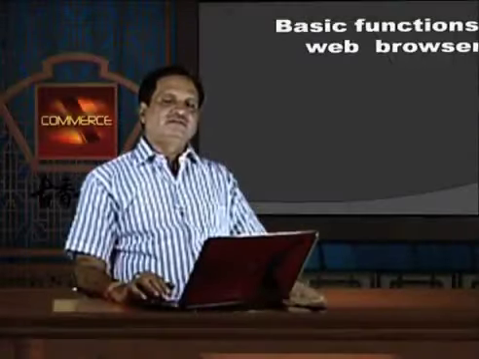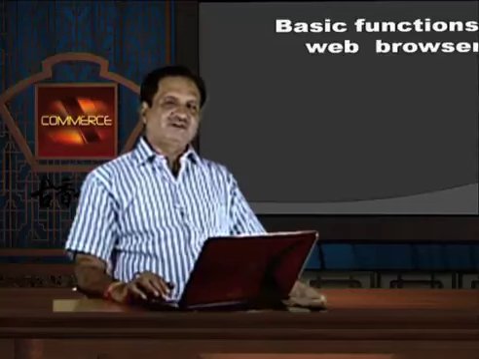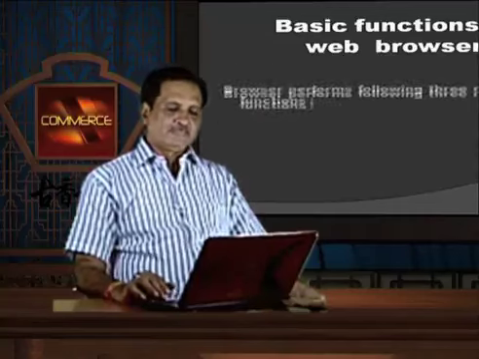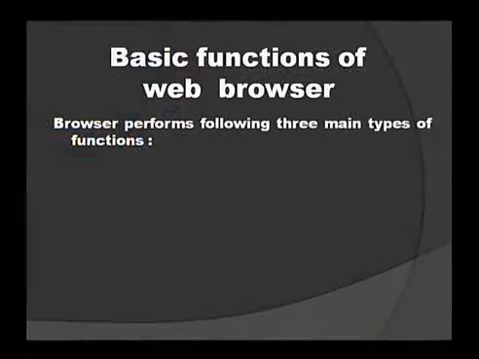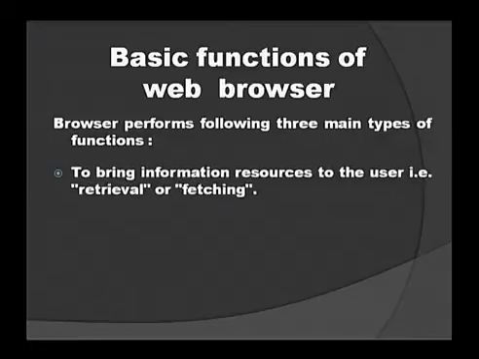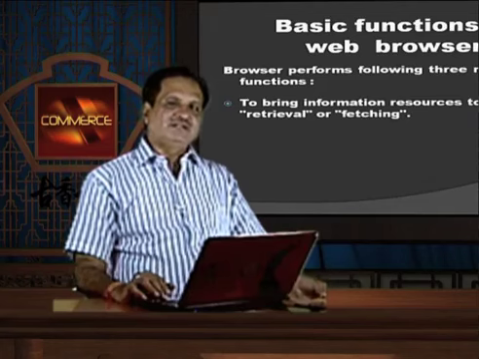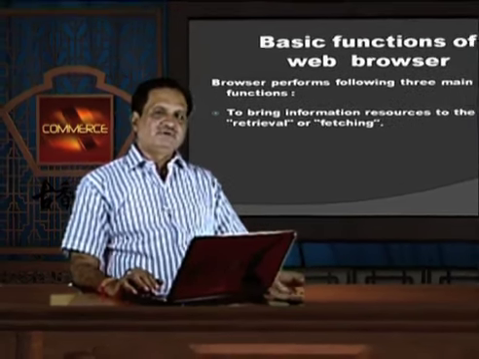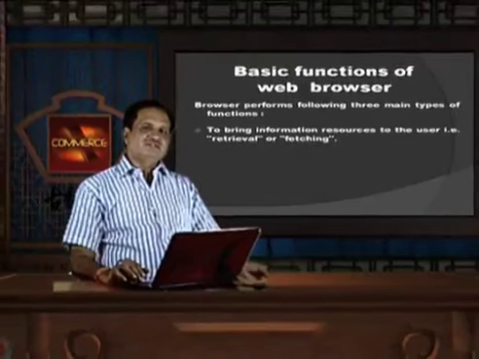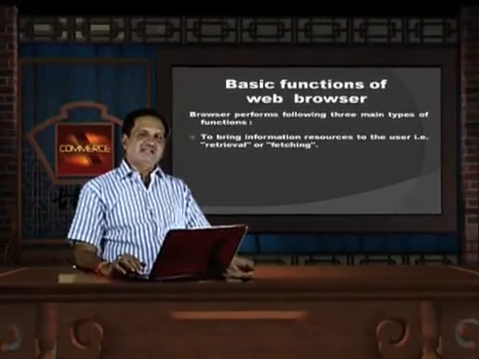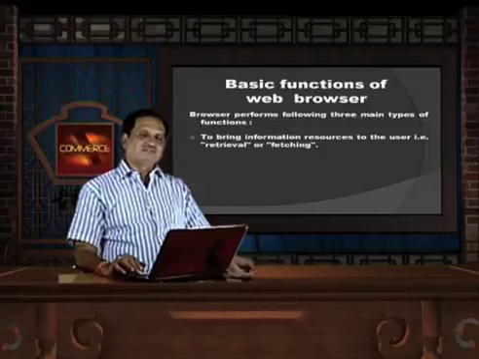Now friends, we will discuss various functions of the web browser. A browser performs the following three main types of functions. First, to bring information resources to the user, that is retrieval or fetching. Here I want to say that information is picked up, fetched from various storage under distributed internet storage, and this is taken care of for displaying it to the user.